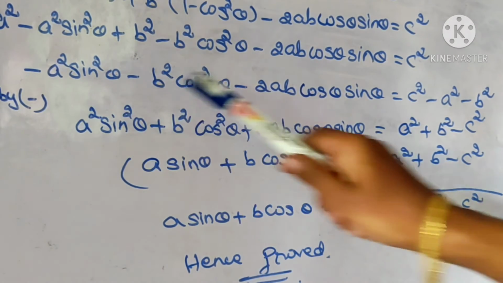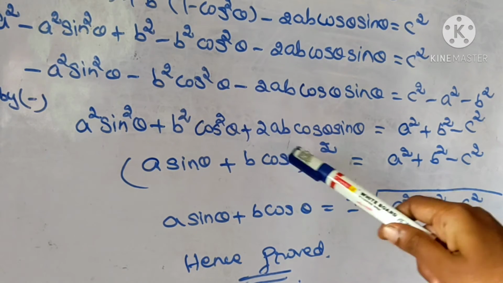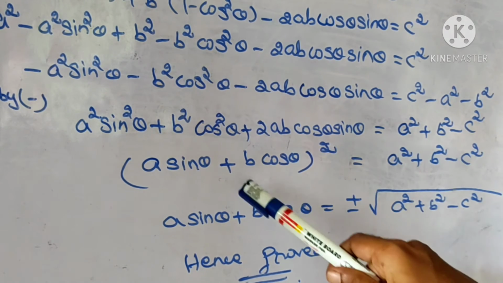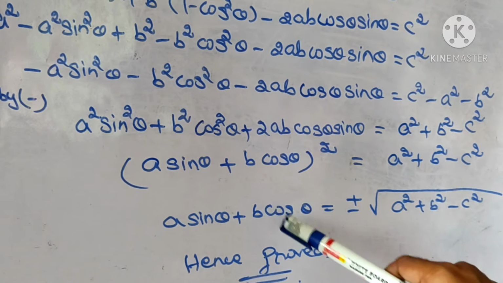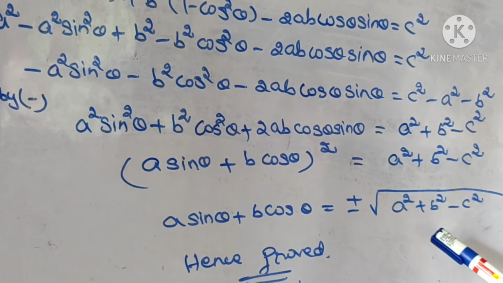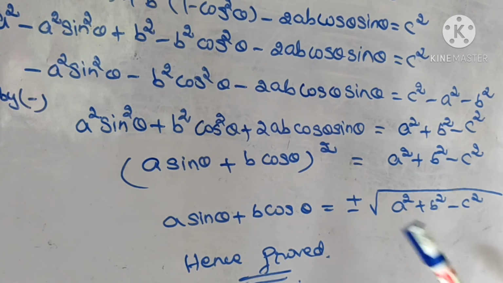So this is the expansion of (a sin theta + b cos theta) the whole square. The right side value you keep. Then you find out the value of a sin theta + b cos theta. So we get plus or minus square root of a square + b square - c square. This is our proof part, hence proved.